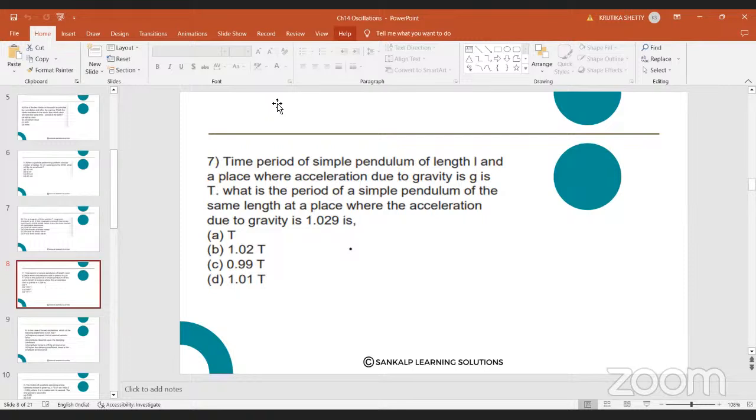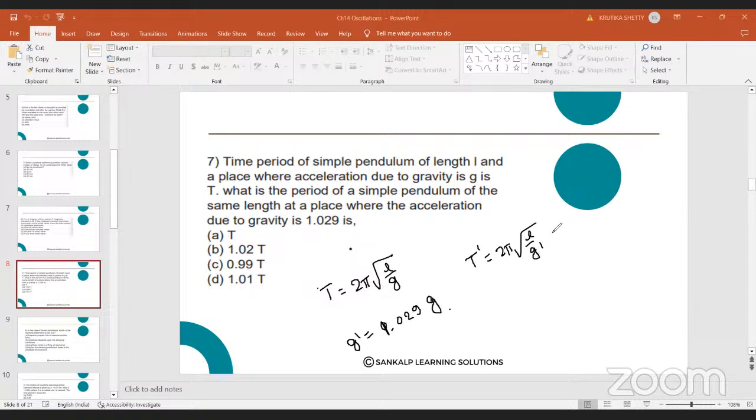So let us solve this. It is given by the time period T is equal to 2 pi under root of L by G. This is our first equation. So here what is happening? The length is same only, but acceleration due to gravity is changing to 1.02 into G. The new time period equation I'll write. That is T dash is equal to 2 pi under root of L by G dash.